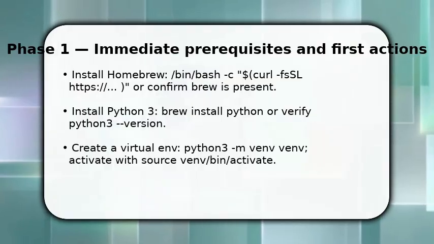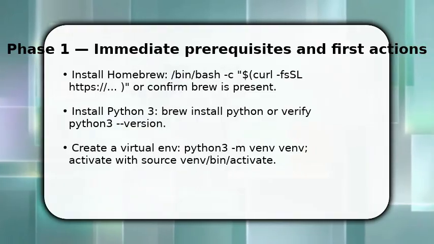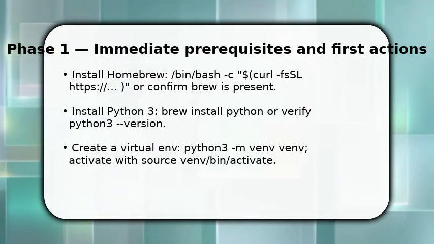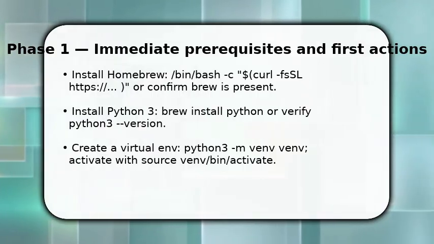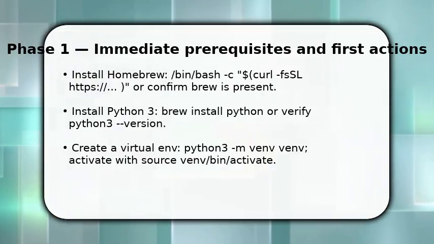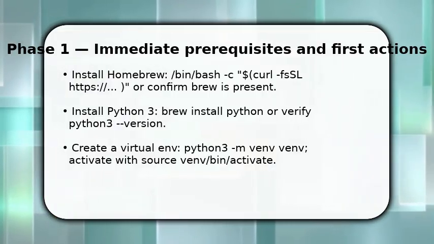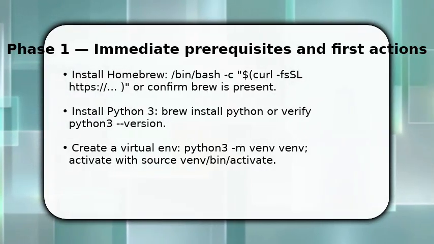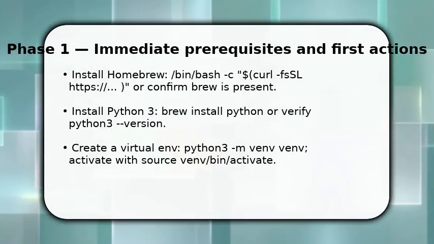You start by ensuring Python 3 and Homebrew are ready, then create an isolated environment. Open Terminal, run brew install python if Python 3 is missing. Once installed, make a virtual env with python3 -m venv and activate it using source venv/bin/activate. This isolates packages and avoids permission errors.